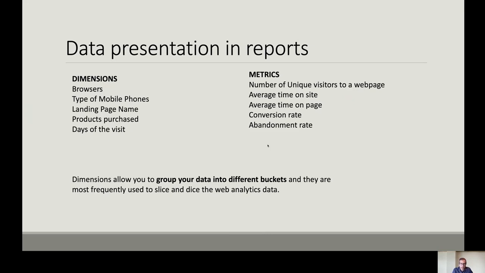But the bottom line is to realize that the dimensions allow you to group your data into different buckets, right? So for example, you can think about users coming from the Firefox browser and then behaving in a certain way on your website, or users using the Chrome browser and then behaving in a certain way on your website. So therefore, using the browser as a dimension, you are grouping your users based on the browsers that they are using, right? So this is one very important way in which you slice and dice your web analytics data in order to understand it better.